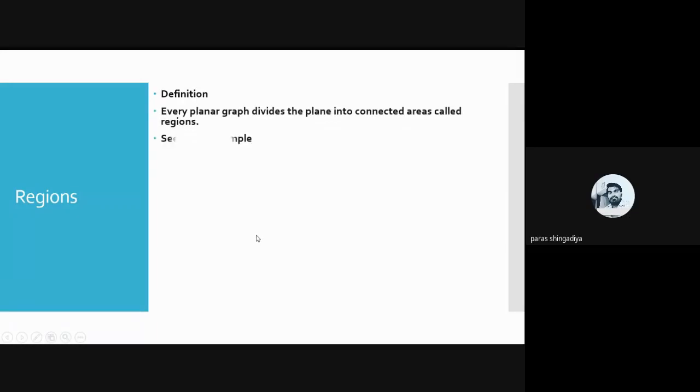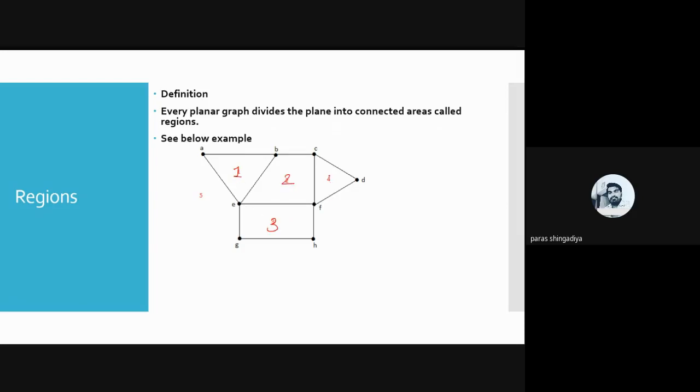So here the definition is: every planar graph divides the plane into connected areas called regions. Here one graph is given which is planar. Now check how many connected areas there are inside the graph, and then you also have to consider the outside. So inside, my connected areas, using these triangles, let us say this is the first region, that is the second one, it is the third one, and it is the fourth one.